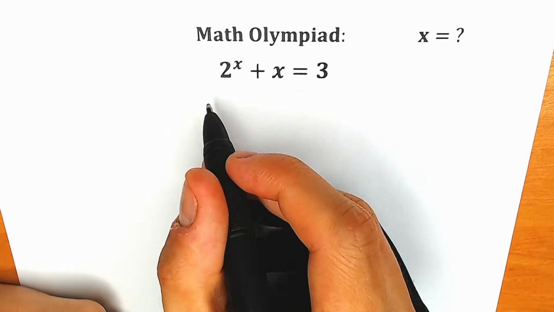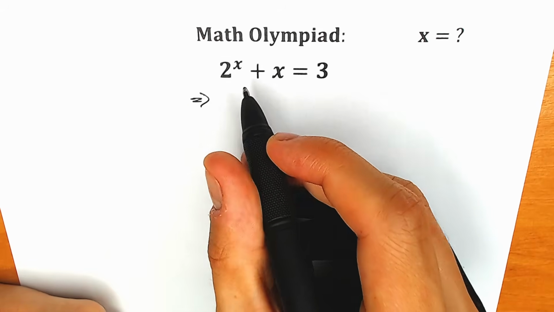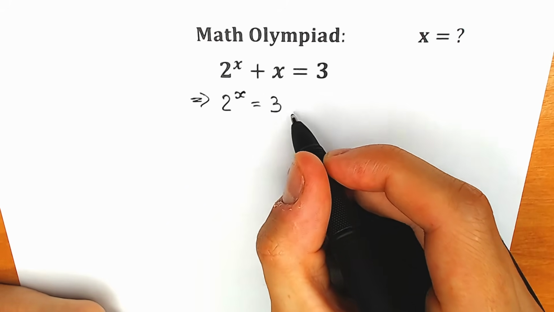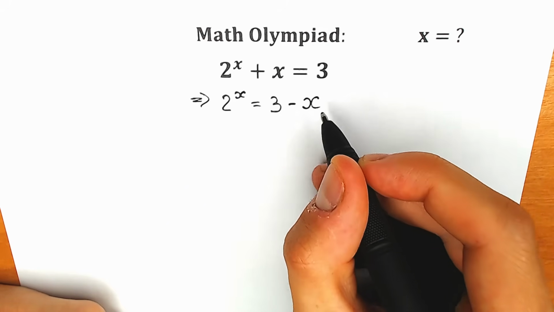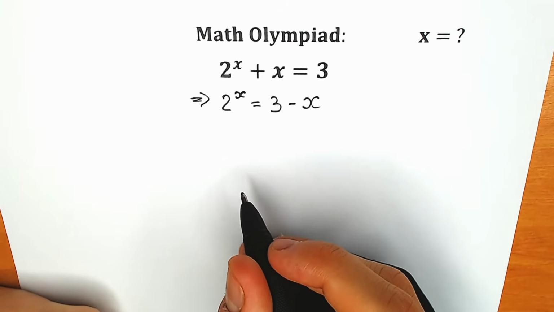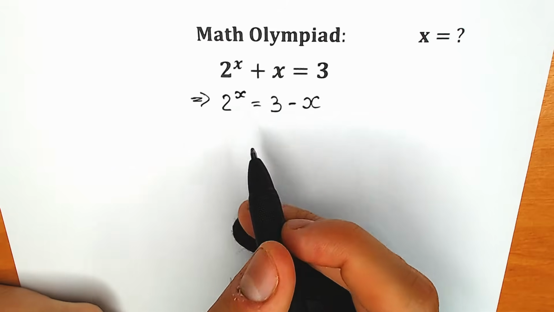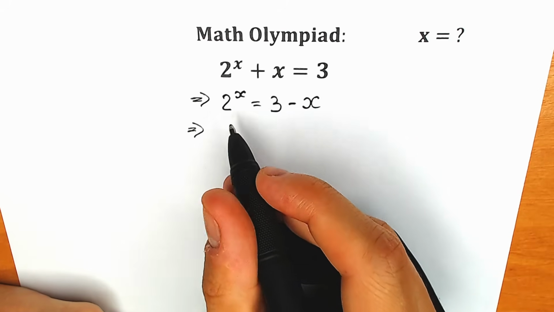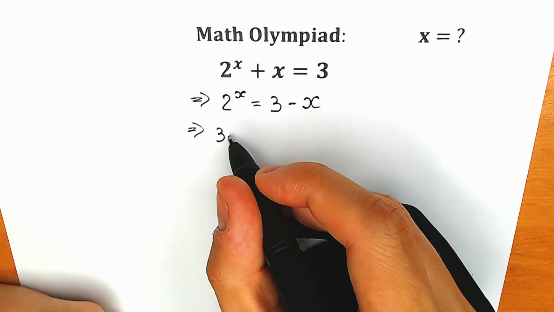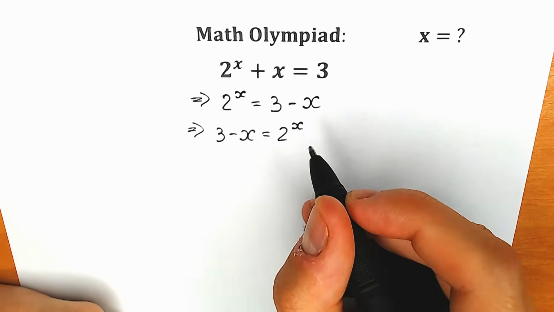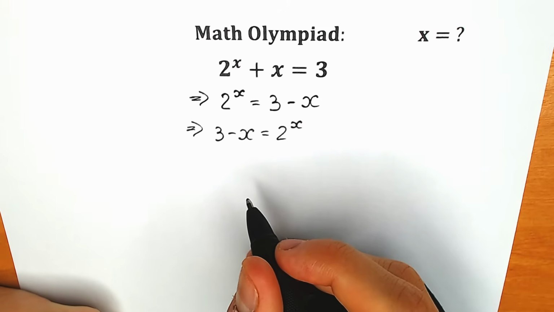First of all, let's subtract x from both sides. As a result, on the left side we have 2 to the power x, equal to 3 minus x. Right now, for better understanding, let's change position: this expression on the left side goes to the right side. We can easily do this because we have an equal sign, so it doesn't matter. We have 3 minus x equal to 2 to the power x. I really hope you understand it.